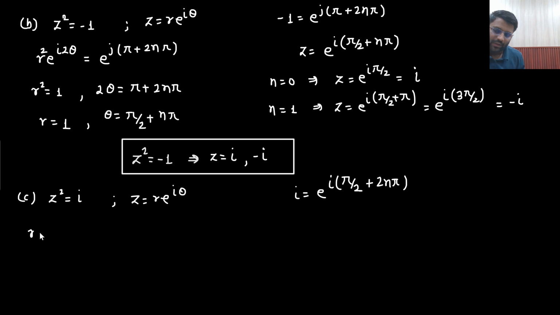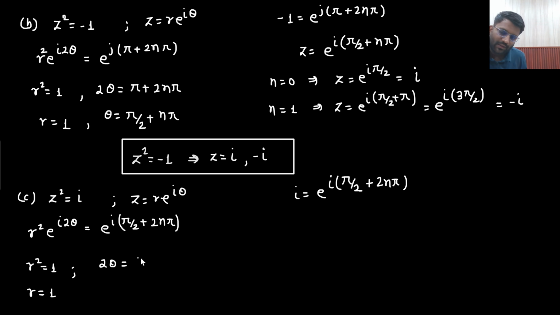Z square you need to do. So what will I be getting? R square e to the power iota 2 theta would be equivalent to e to the power iota (pi by 2 plus 2n pi). So what is the value of r square? R square will be equivalent to 1. So what is the value of r? R is 1. What is the value of 2 theta? The value of 2 theta is pi by 2 plus 2n pi. Theta will be coming out to be pi by 4 plus n pi.